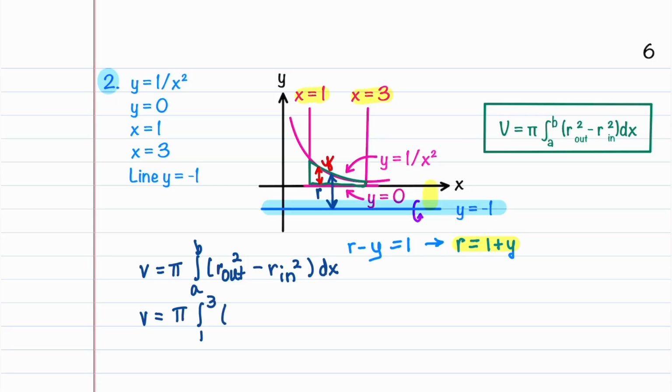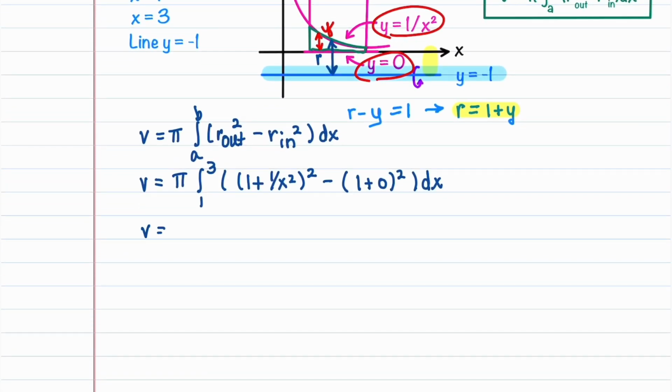Our outer radius corresponds to our top curve, so this is going to be 1 plus 1 over x squared quantity squared. And then we're going to subtract off our inner radius. Our inner radius is actually a lot easier, and it corresponds to the curve y is equal to 0. So our inner radius is just 1 plus 0 quantity squared, and then we have our dx.